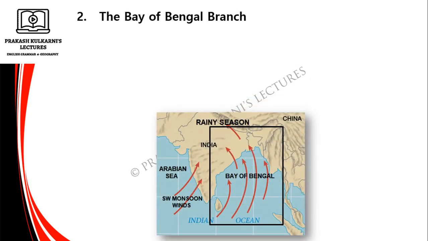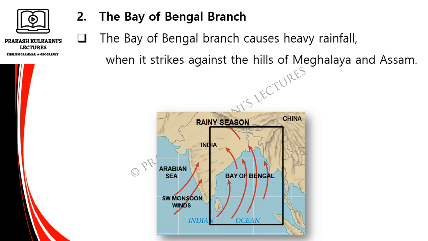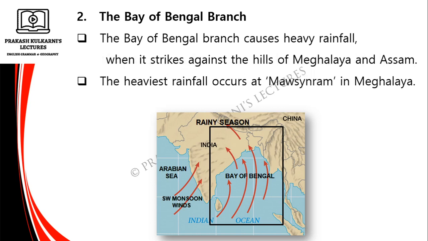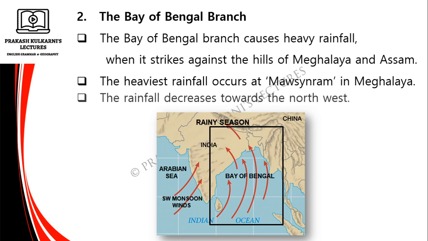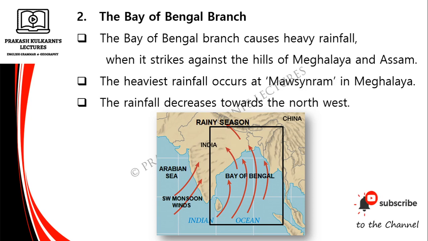The second branch is the Bay of Bengal branch. The Bay of Bengal is in the eastern part of India. You can see on the map. This branch causes heavy rainfall when it strikes against the hills of Meghalaya and Assam. The heaviest rainfall occurs at Mawsynram in Meghalaya. The rainfall decreases towards the northwest. From east to northwest, if you proceed, the amount of rainfall decreases.